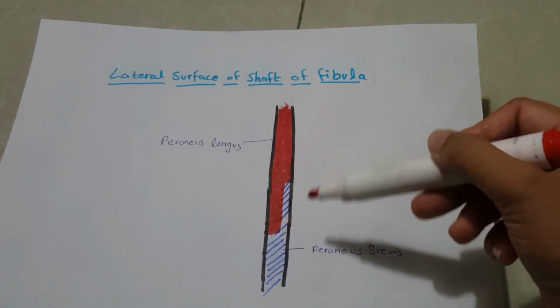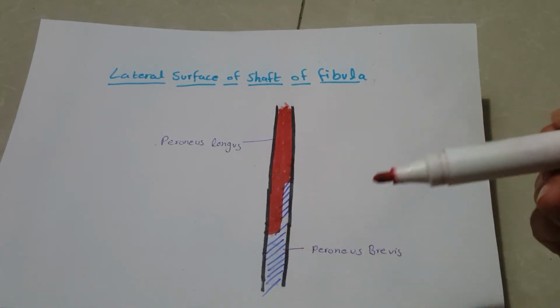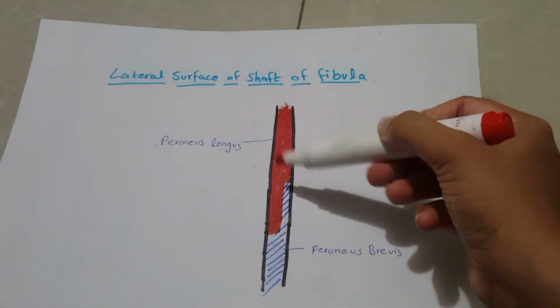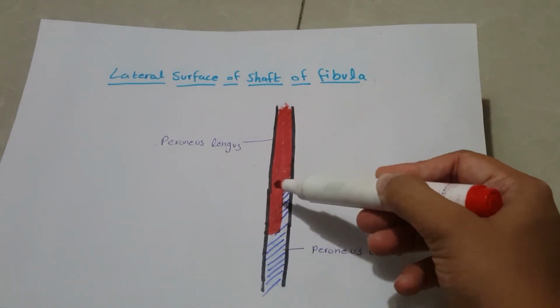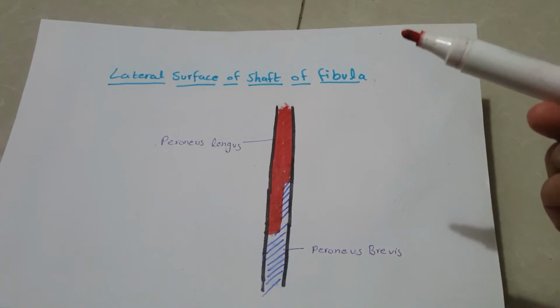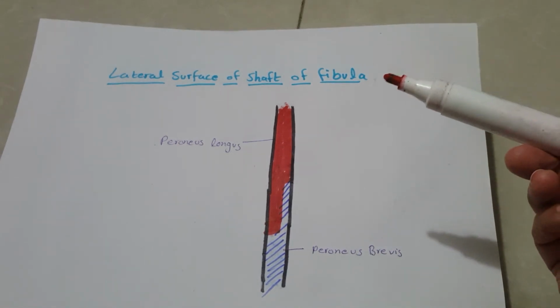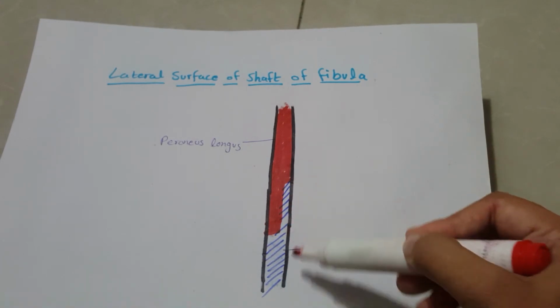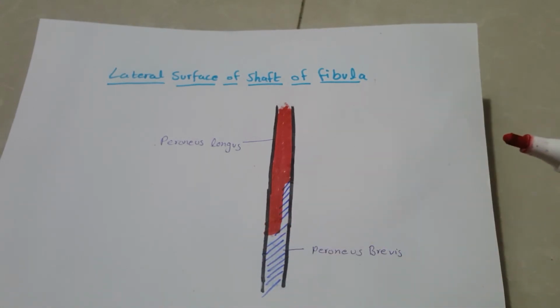Again, I have drawn the lateral surface of the shaft of fibula in order to show muscle attachment. Upper 1/3 and posterior half of middle 1/3 of the lateral surface of the shaft of fibula gives origin to peroneus longus muscle. Anterior half of middle 1/3 and lower 1/3 of the lateral surface of the shaft of fibula gives origin to peroneus brevis muscle.